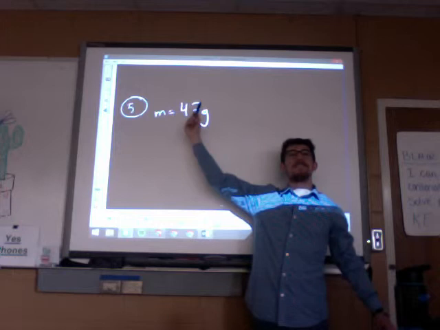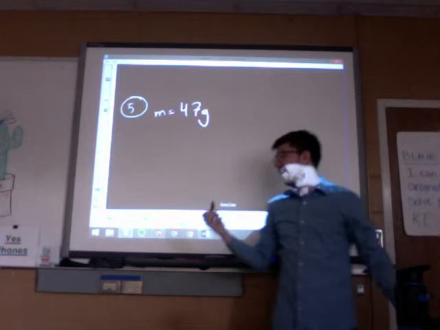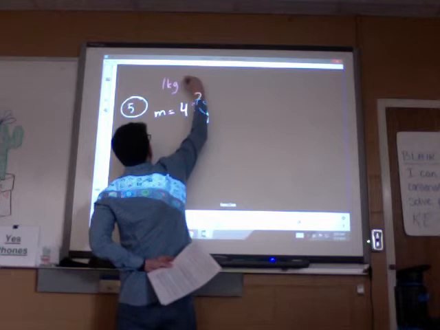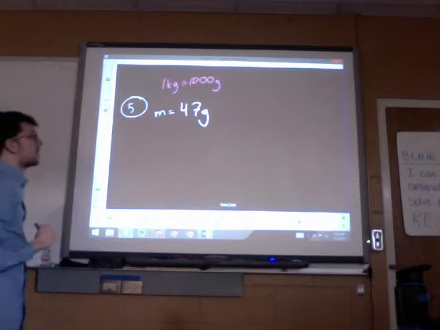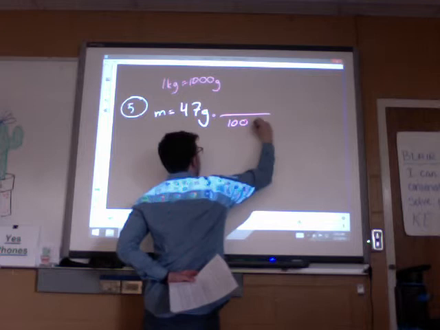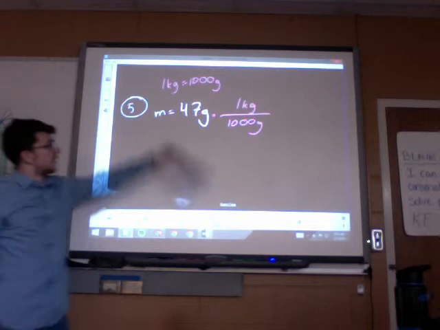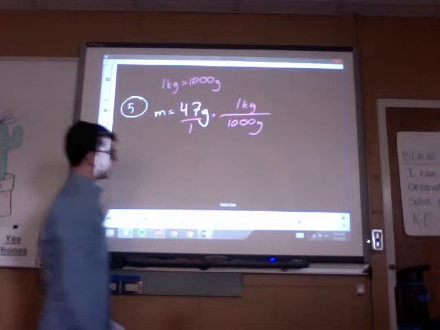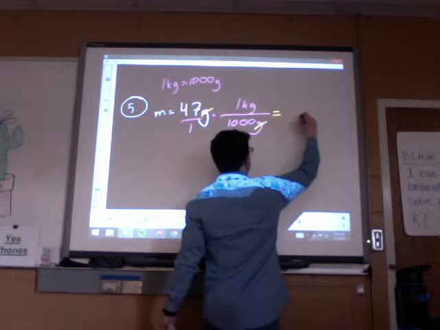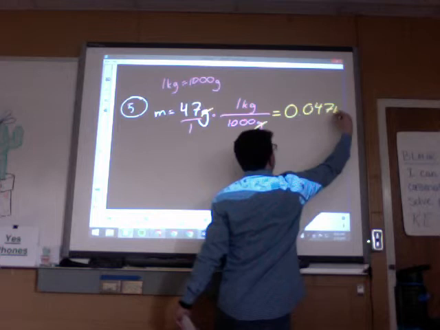How can we make this better? Yeah, we want that in kilograms. So 1 kilogram is 1,000 grams. This is what I would write on your equation sheet. 1 kilogram is 1,000 grams. Based on that, you have to decide if you're dividing or multiplying. Here, we're going to divide by 1,000 because our grams will cancel one another out. We have a 1 underneath there. So the grams cancel. 0.047, you said? Yeah, 0.047. You can also just move your decimal.